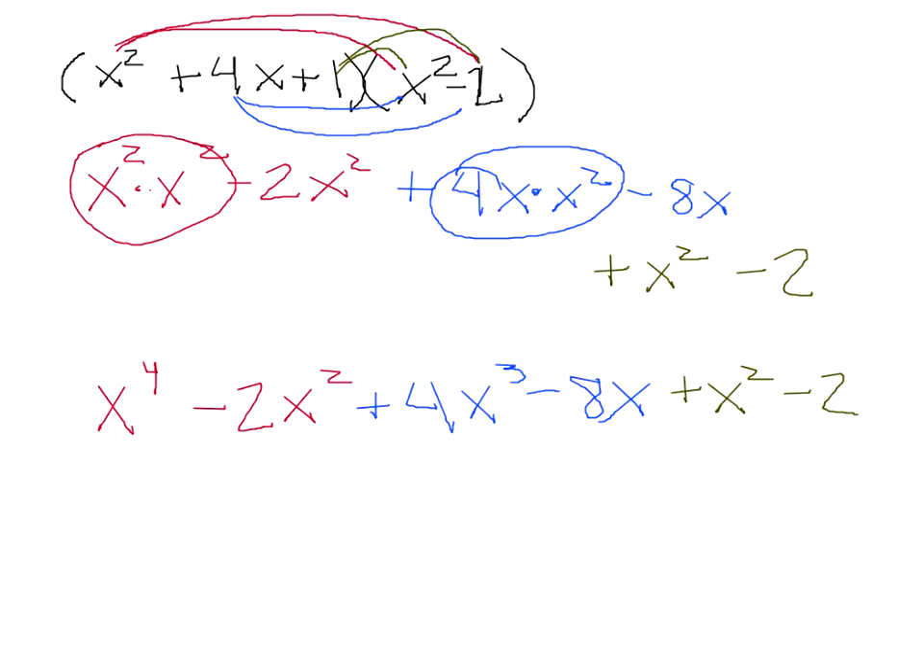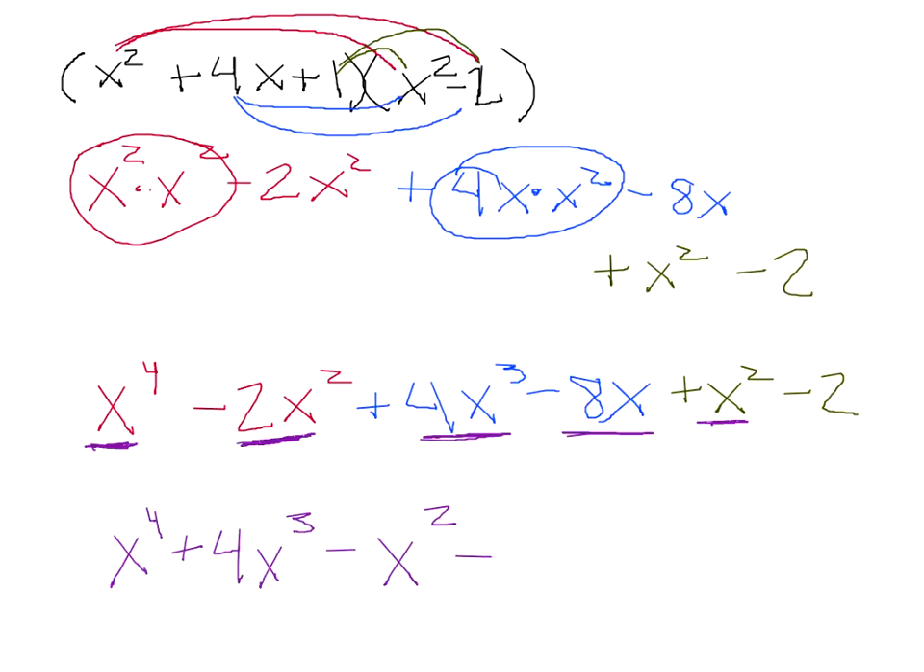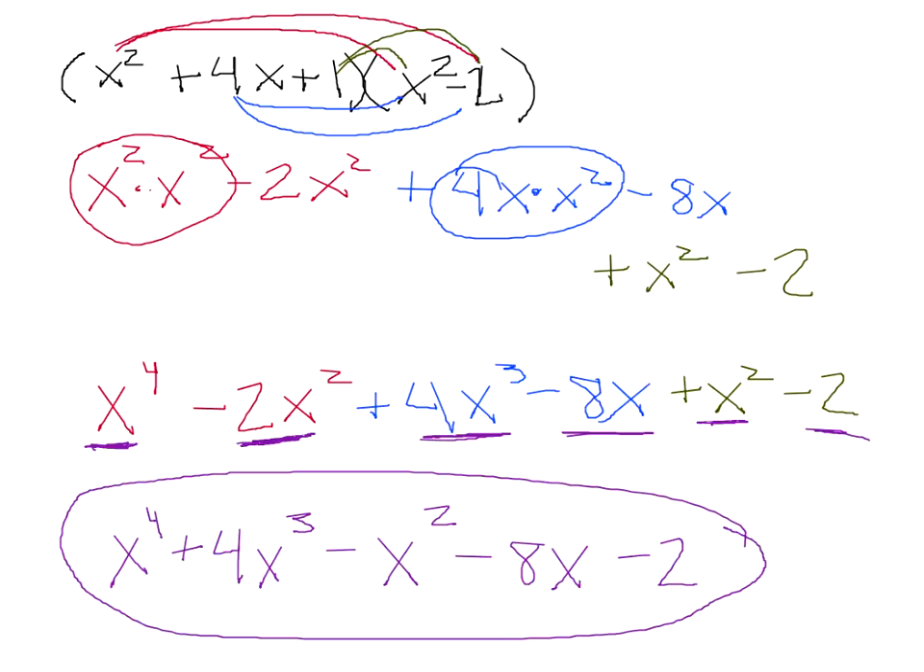I'm going to go and get purple. So there's only one x to the 4th. So we got 1x to the 4th. We actually have minus 2x squared plus an x squared. So it's going to give us minus x squared. I have one x cubed term. So putting it in standard form, I get x to the 4th plus 4x cubed minus x squared. I only have one x term and one constant. So that would be my polynomial expanded in standard form.